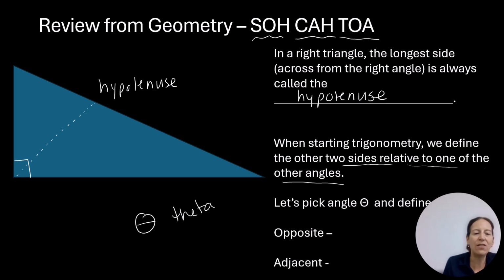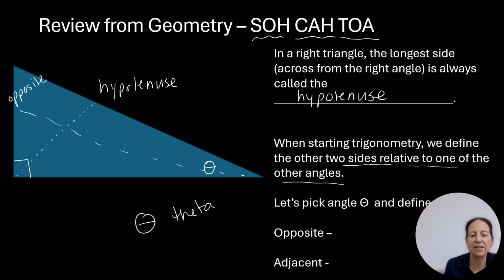And we can pick either of our other two angles. So you can pick this angle up here or this angle down here. You just need to know where in the triangle you are. So I'll go ahead and put theta right there. Okay, and I could have just as easily put it on the other side. The other two sides are defined relative to this angle, and they are called the opposite side and the adjacent side. The opposite side will be across from the angle, and so we go across here, and that will bring us to the opposite side.